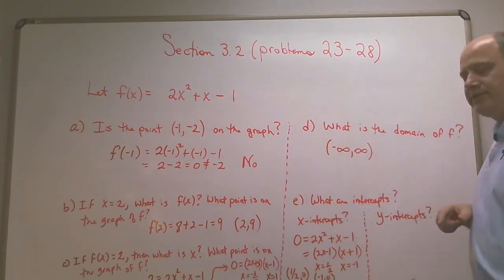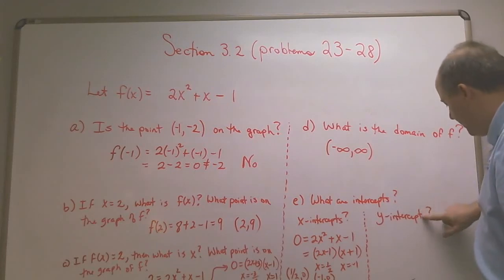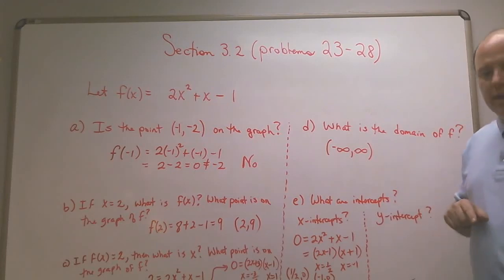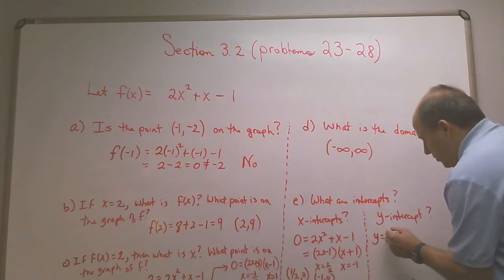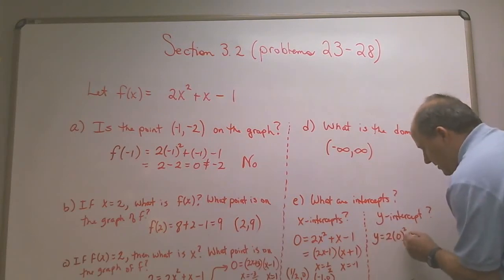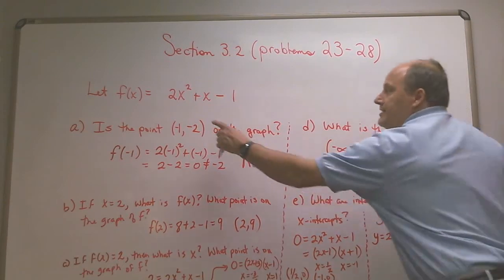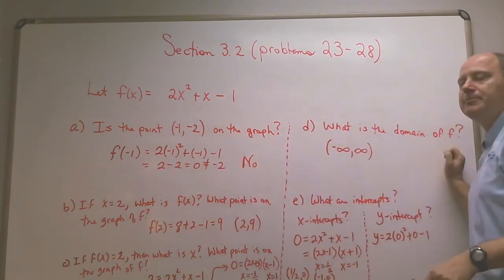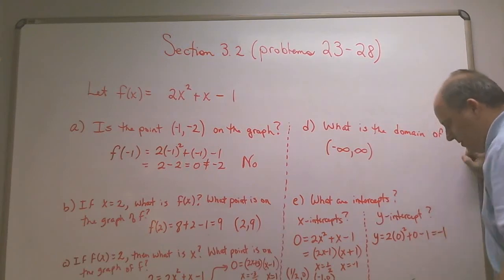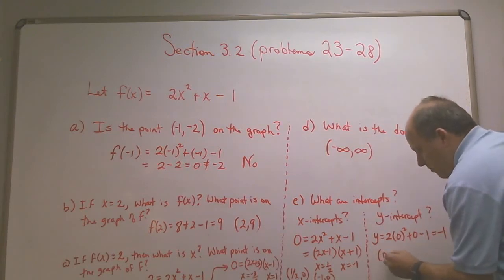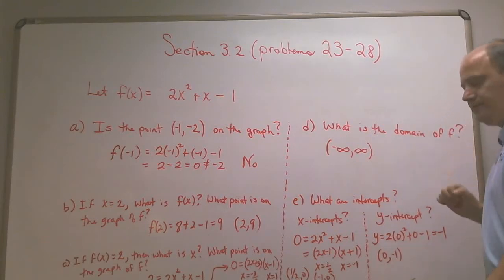And this last one is the y-intercept. So actually it should be singular because there's only going to be 1. But on this one, you set all the x's equal to 0. So it'd be 2 times 0 squared plus 0 minus 1. So you just plug in 0 here and here. So to find the y-intercept, you make x equal to 0. And so that'd be -1. So the y-intercept is (0, -1).